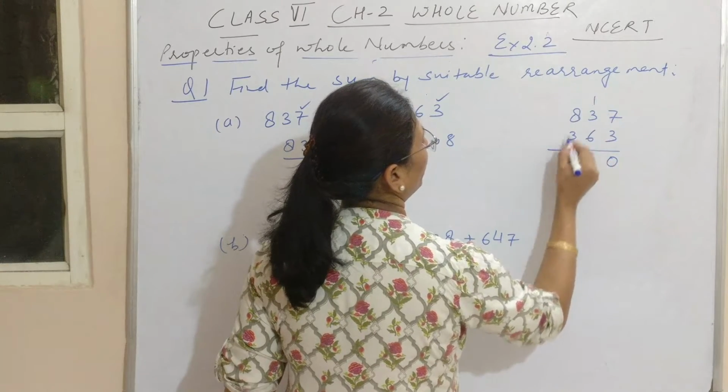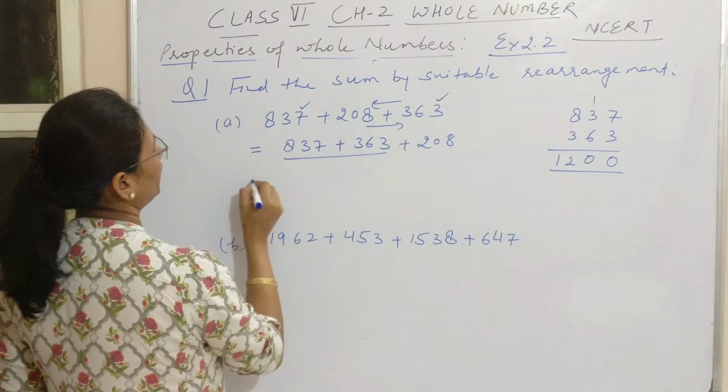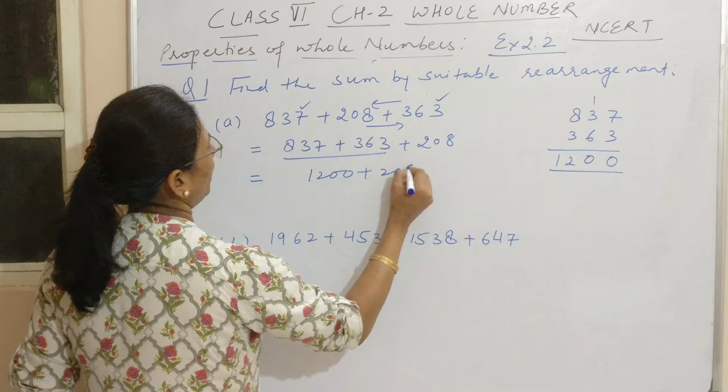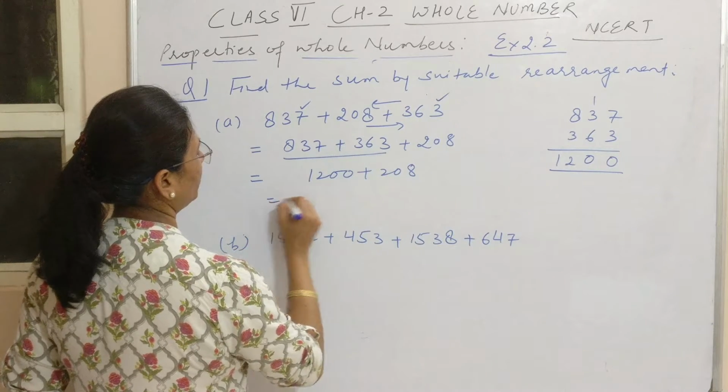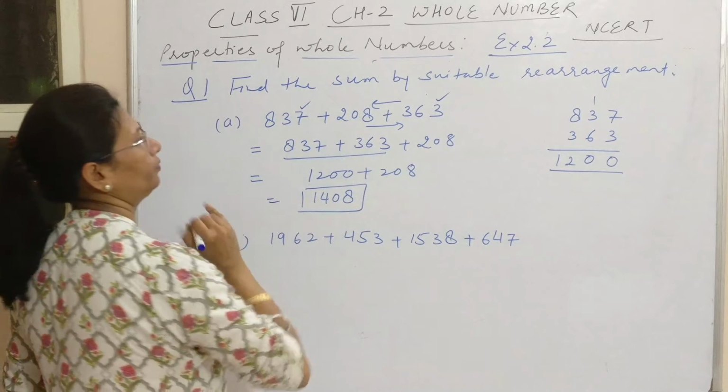1 carry over. Now this becomes 1200. So put an equal sign on the left side. This is 1200 plus 208, and if you add again, you get 1408. So this is your answer.